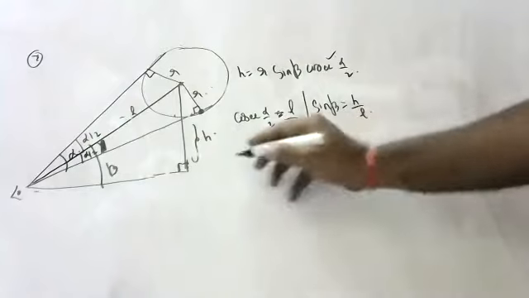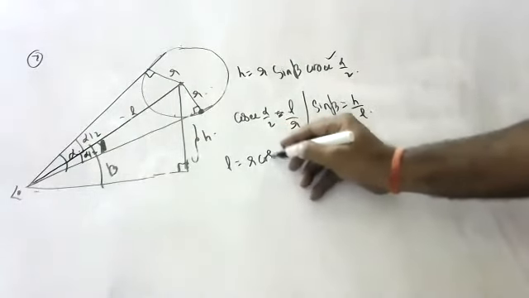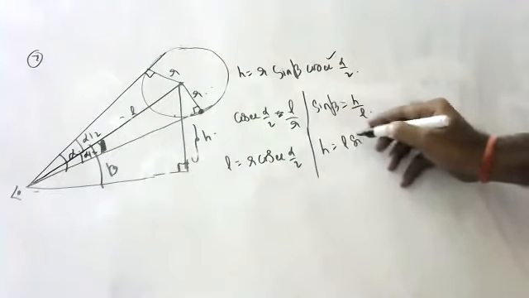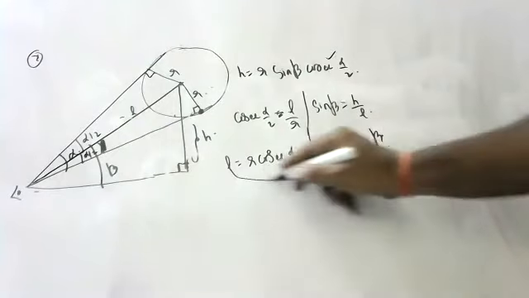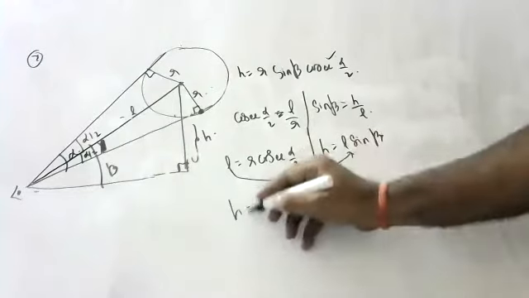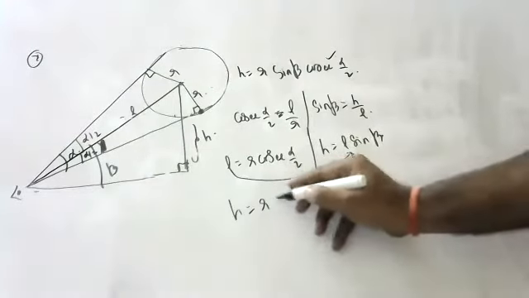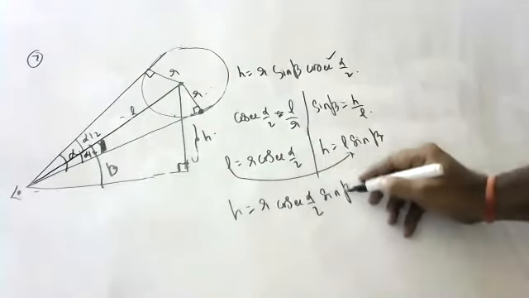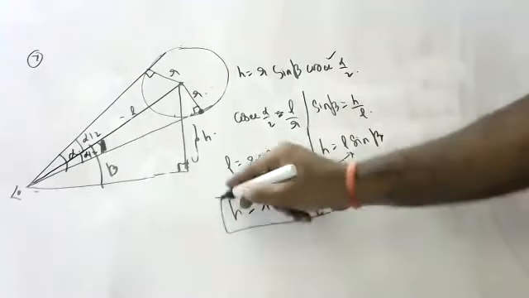H by L. L is equal to R cosecant alpha by 2 and H is equal to L sine beta. Put here L, children. So H is equal to L sine beta, which means R cosecant alpha by 2 times sine beta. So this is proved.